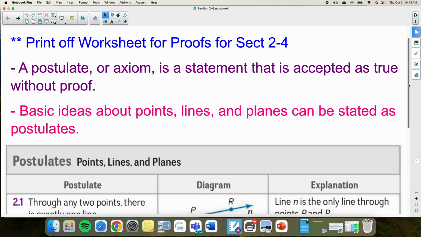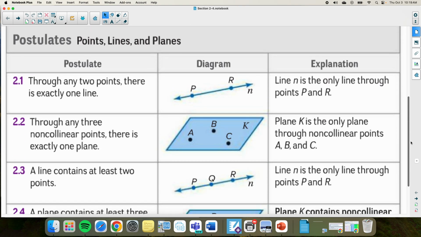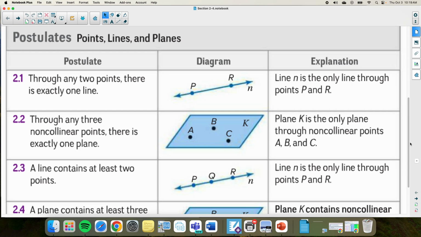They're pretty self-explanatory. So normally when we get to proofs, for every step you do in a proof, you have to give a reason. And if something is used a lot in proofs, it'll have a name for it. It'll say like segment addition postulate, vertical angles theorem, linear pair postulate, something like that.